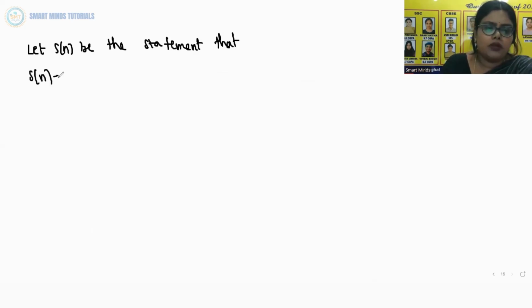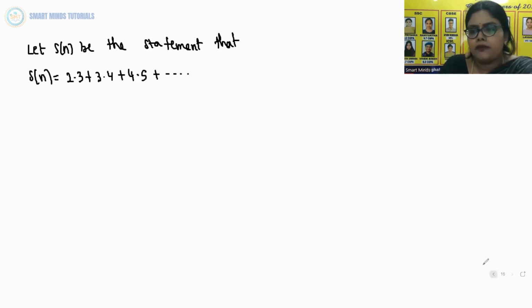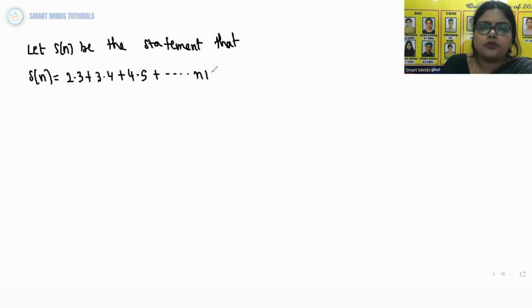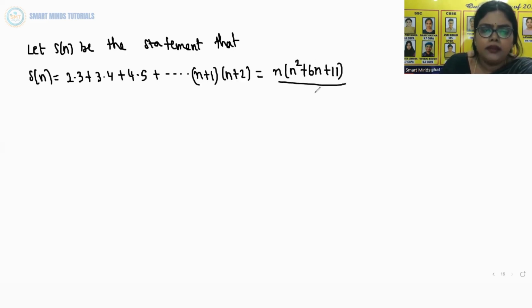Now we need to write the statement. So let S of n be the statement that S of n is equal to, now write the whole question: 2 into 3 plus 3 into 4 plus 4 into 5 plus so on. In the place of up to n terms, we write the nth term which we got, so n plus 1 into n plus 2, is equal to n into n square plus 6n plus 11 by 3.